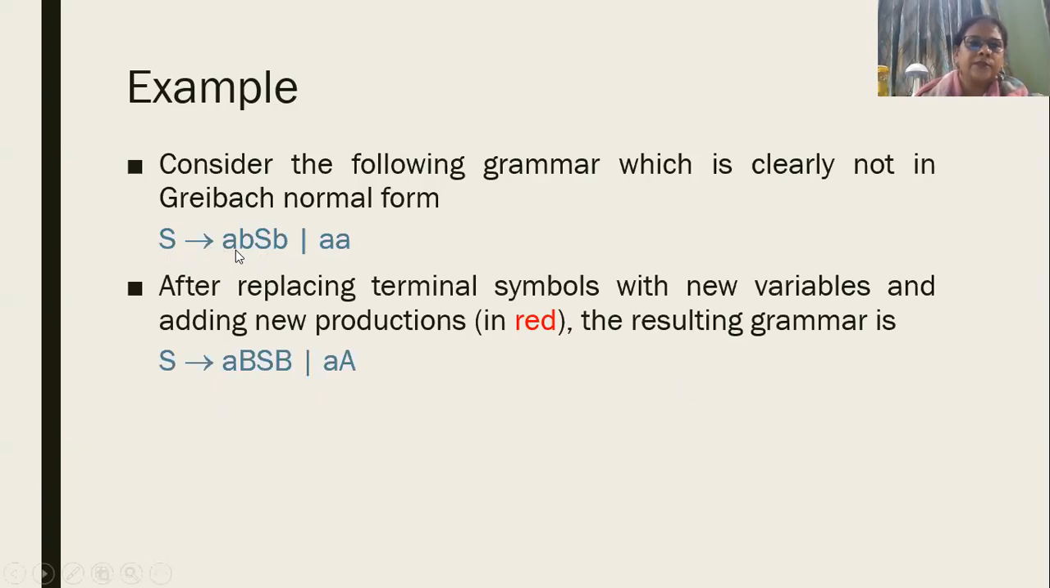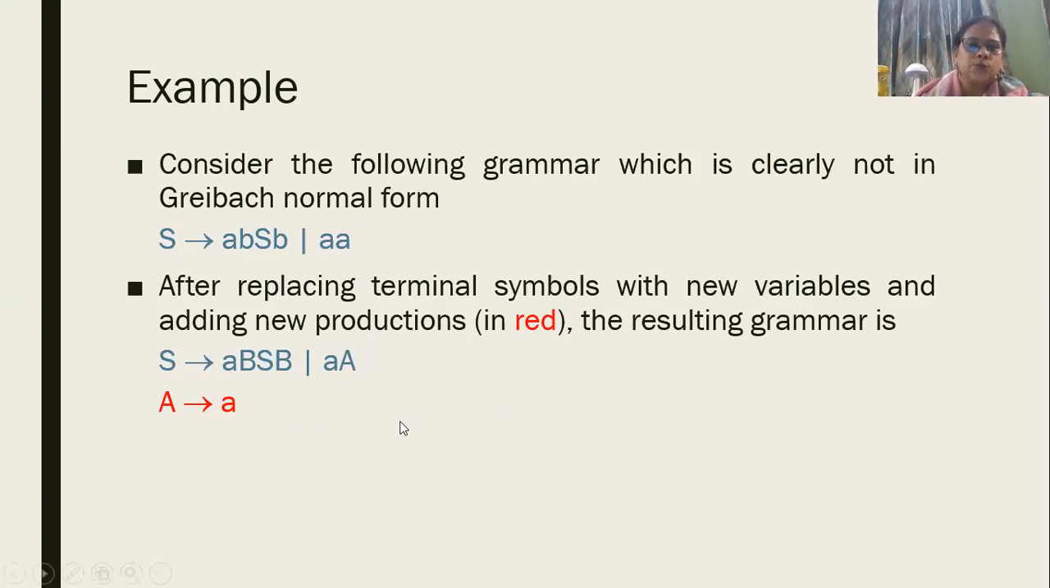and a few new variables. So S derives a remains as it is, but this b is replaced by a new variable B. S remains as it is, and this also is replaced by a new variable B. Similarly, this a remains as it is. The second a is replaced by a new variable A. Now, we add new productions, just like we did when we converted into Chomsky normal form.